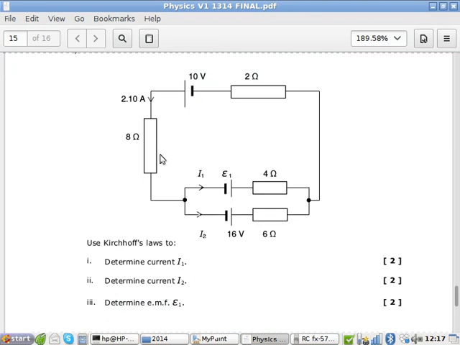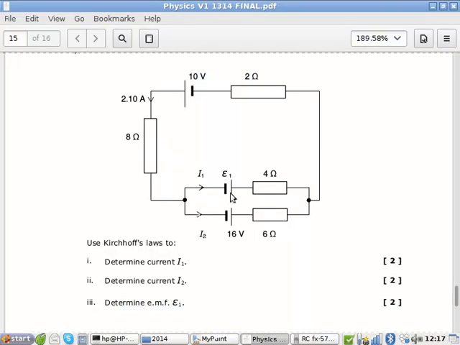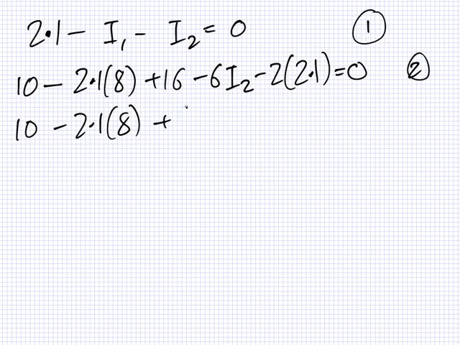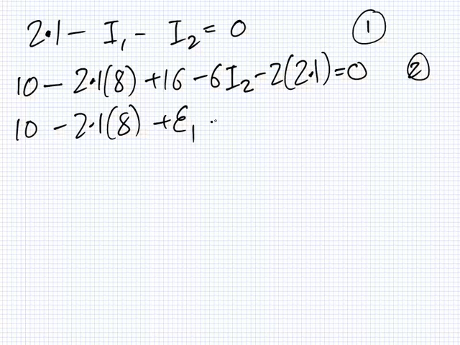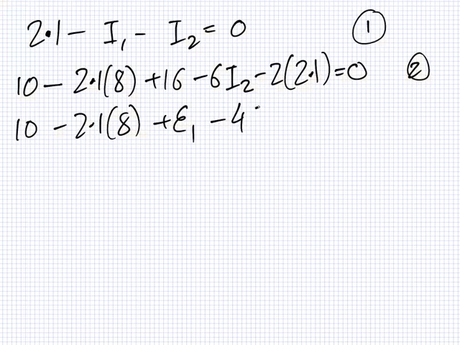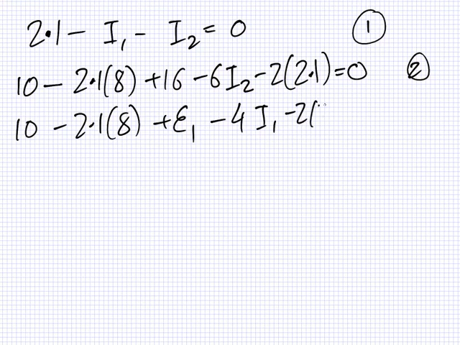Or this one. No. I like it. But with the small loop, you have to multiply small things. But only four. We'll do this one, because it's going to be the same, except for here, it is plus E1 minus 4I1, and then minus the 2 times 2.1 equals 0.